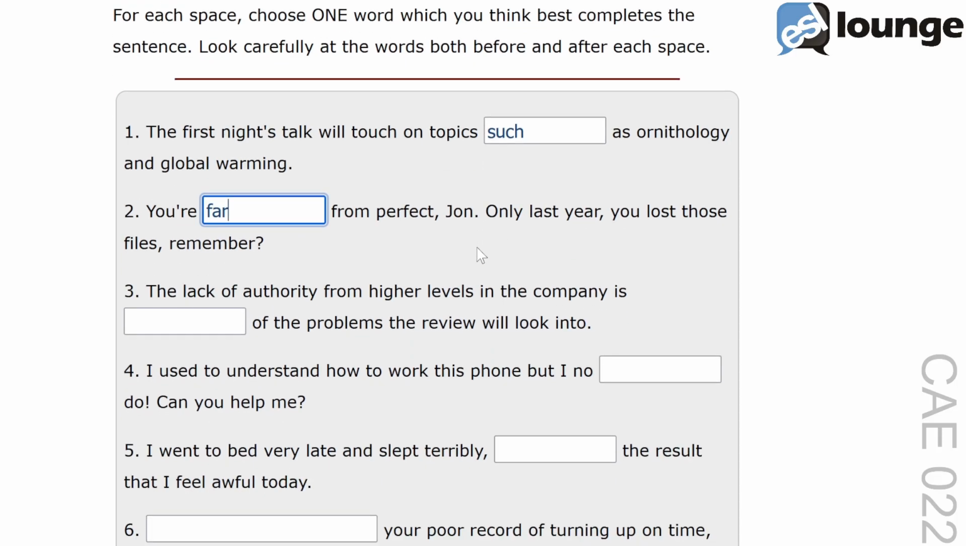Next up, question 3. The lack of authority from higher levels in the company is blank of the problems the review will look into. The correct answer is one. The phrase one of is used to specify a single item from a group. For example, one of the main reasons is the lack of funding. This phrase points out a specific problem that will be addressed.